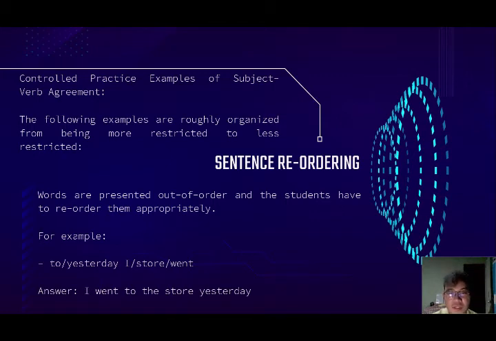Another one is sentence reordering. This is a way wherein words are presented out of order and the students have to reorder them appropriately. They're going to arrange the given words. So we have here, yesterday I store went. The answer: I went to the store yesterday. So the students will just have to arrange the words to form a sentence.